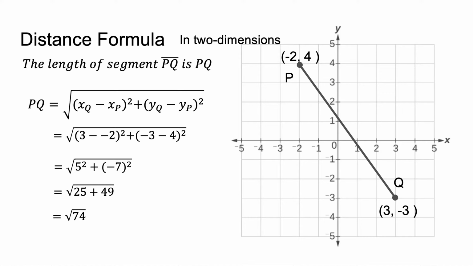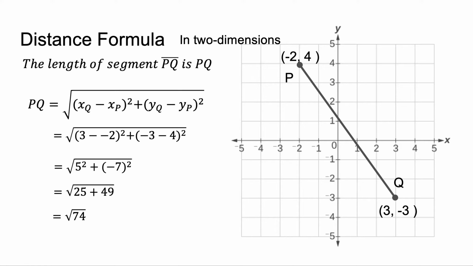If there's a weird word question where you need a decimal answer, then you'll use your calculator and work out what square root 74 is, but for now, let's just keep it in surd form or radical form, square root 74.